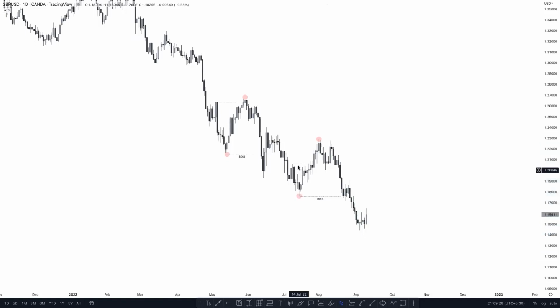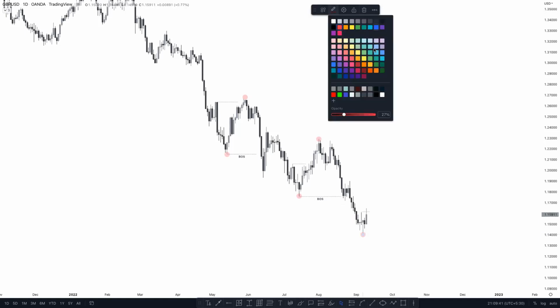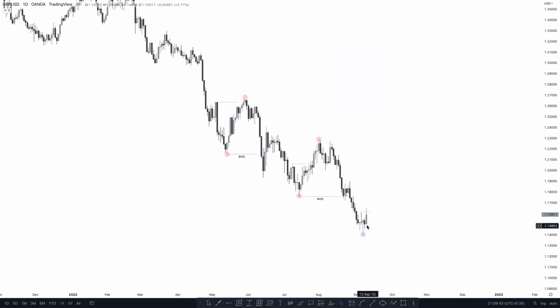It means what happened here? Market took out the inducement, which is here. And after taking out the inducement, our lower low is confirmed here, right? So right now market created a lower low, which is here. And after taking out the inducement, probably we are looking for a sell.